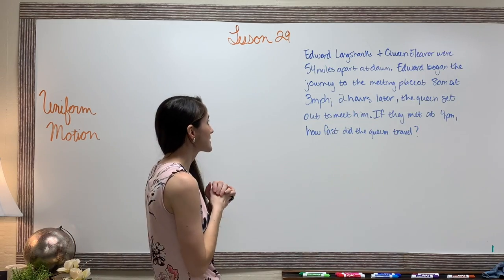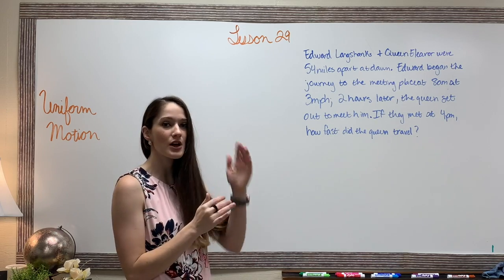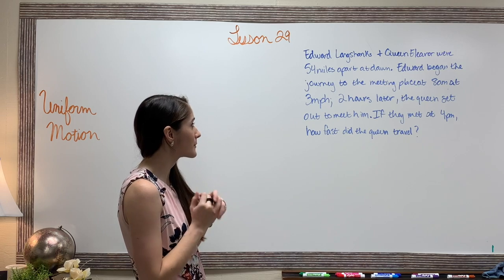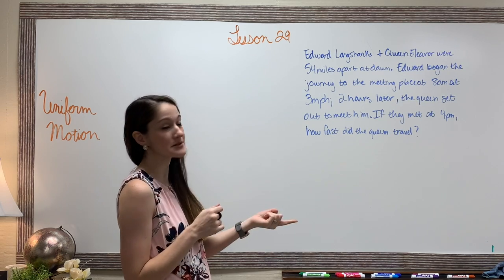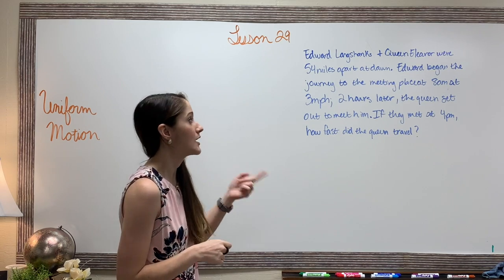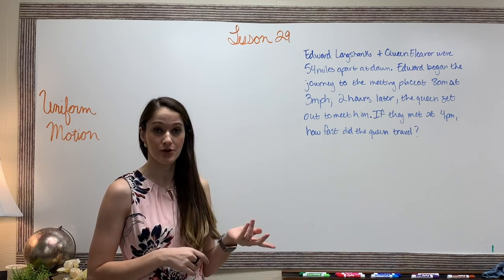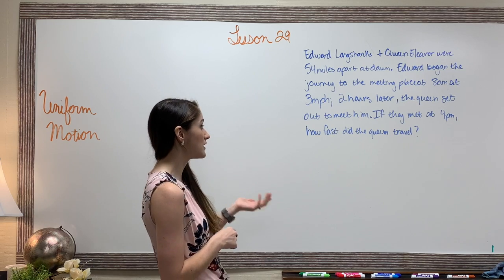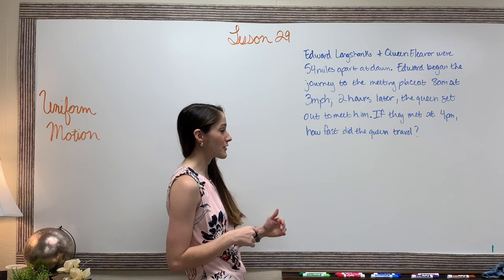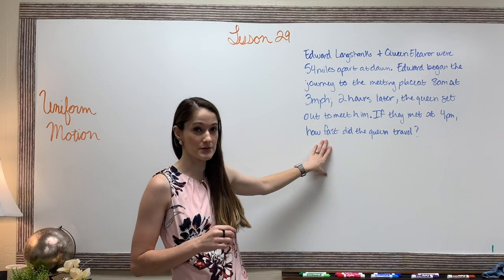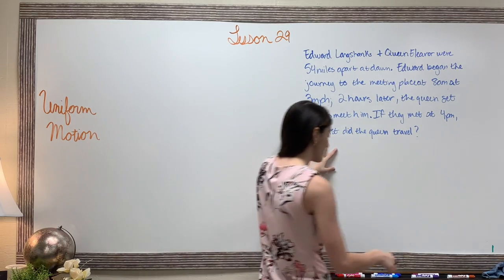All right, so in our next example, we have Edward Longshanks and Queen Eleanor. So we're in England right now. They were 54 miles apart at dawn. Edward's gonna start journeying out to meet up at 8 a.m. at a rate of 3 miles per hour. 2 hours later, Queen Eleanor is gonna start heading that way also. They're gonna meet up at 4 p.m. and the question is, how fast did the Queen travel? So we want to know R of Q.